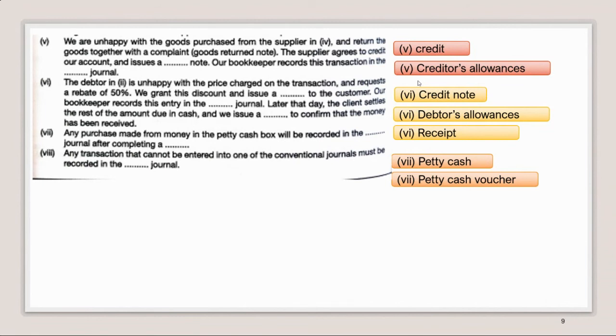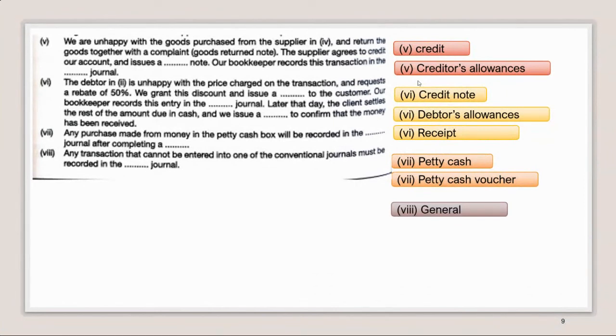Okay, and the last one, any transaction that cannot be entered into one of the conventional journals. That means your cash journals, your credit journals, your petty cash journal. In what journal do we capture any transaction that would not have fallen into any of those journals that I've mentioned? In the general journal, yes, Sandila and Nicholas, that's absolutely correct.